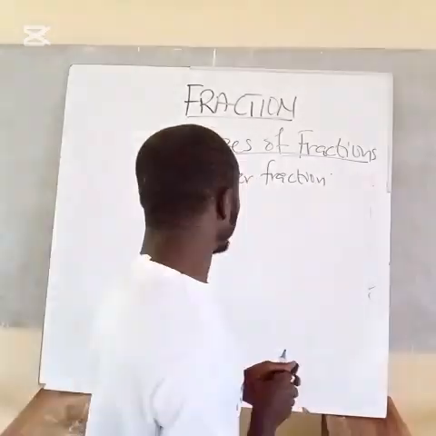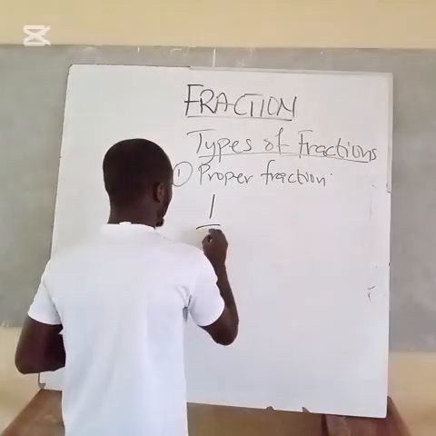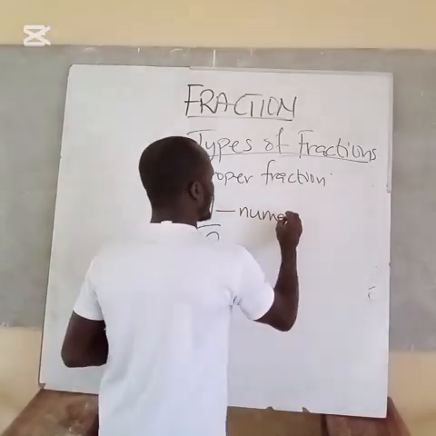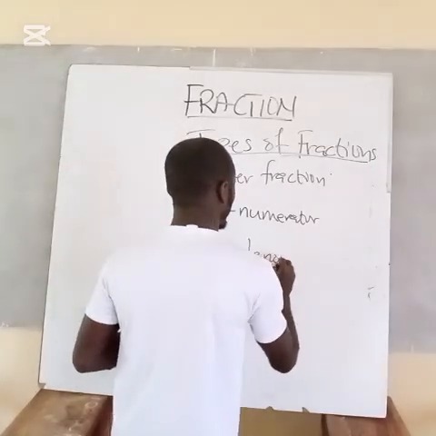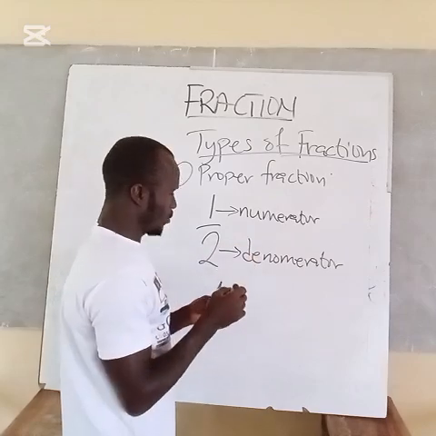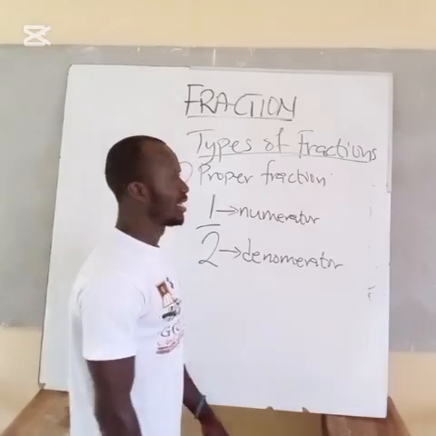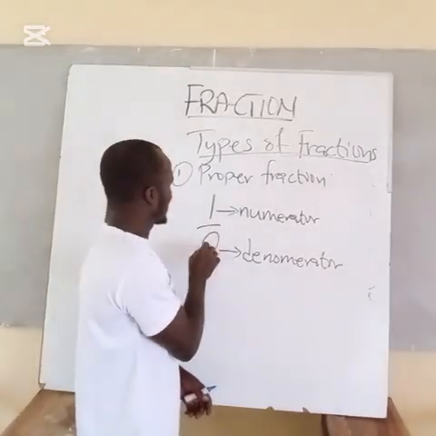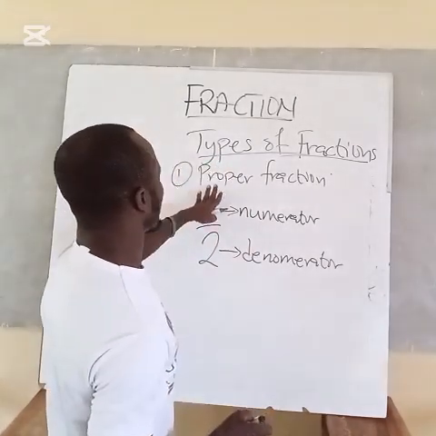And let me show the fraction I talked about earlier on. Example, 1/2. The top one is the numerator, and that one is the denominator. So this fraction is divided into two parts, and one part I'm taking out of it. So now you have this. This is an example of a proper fraction.